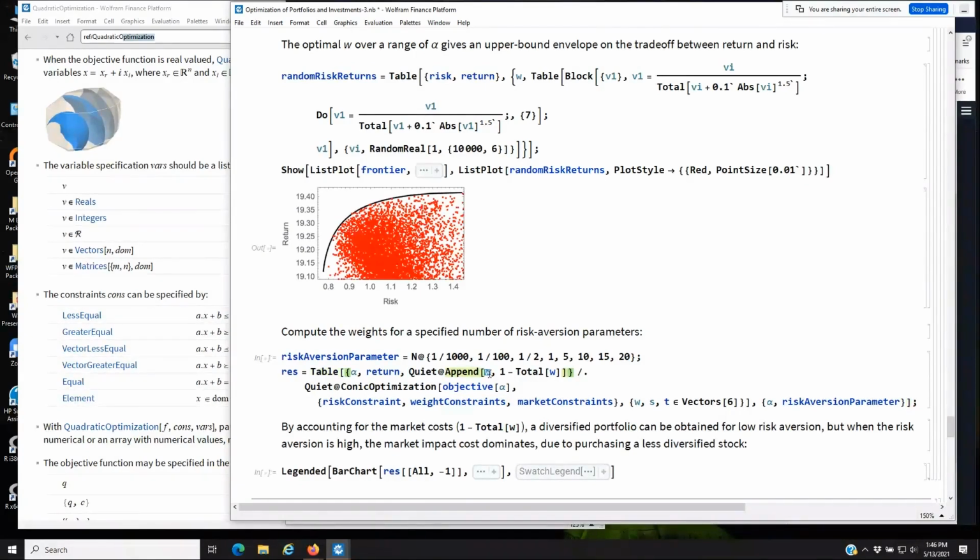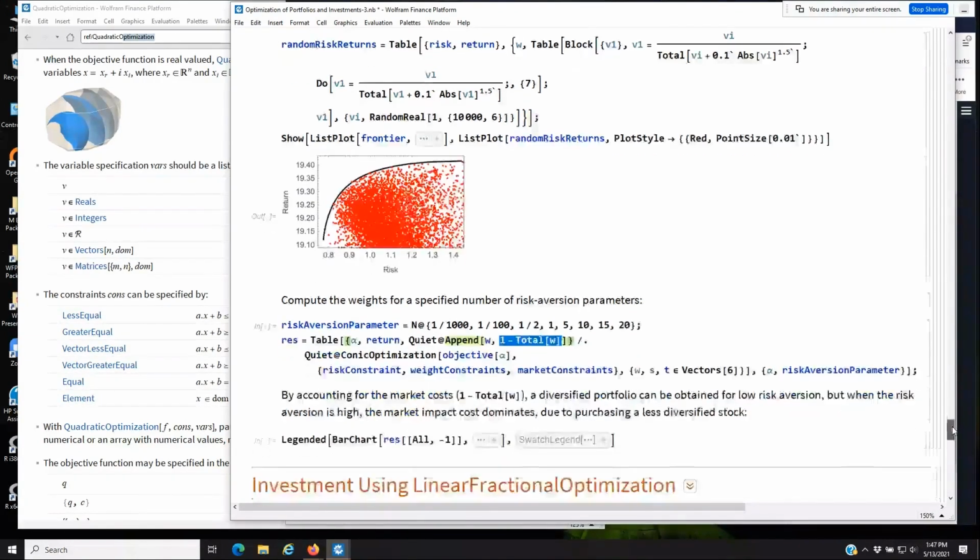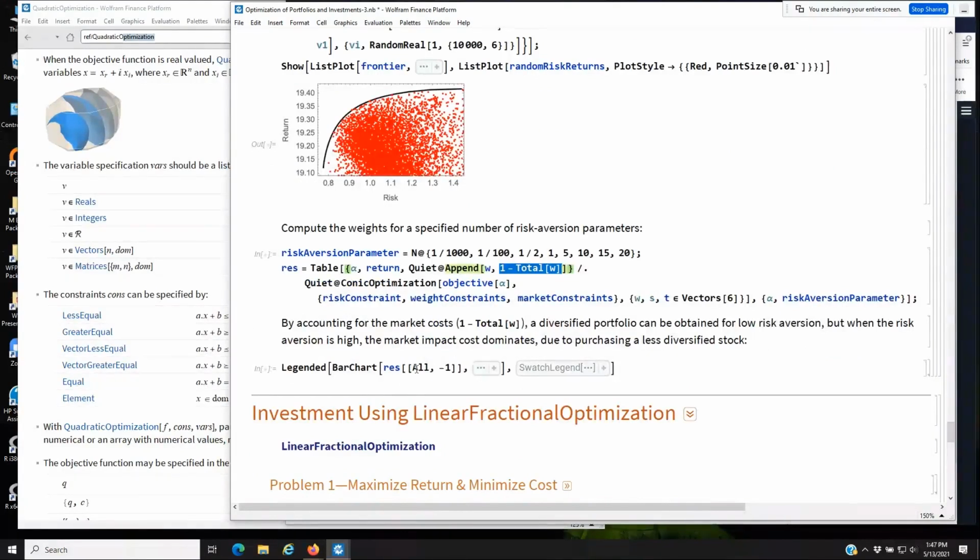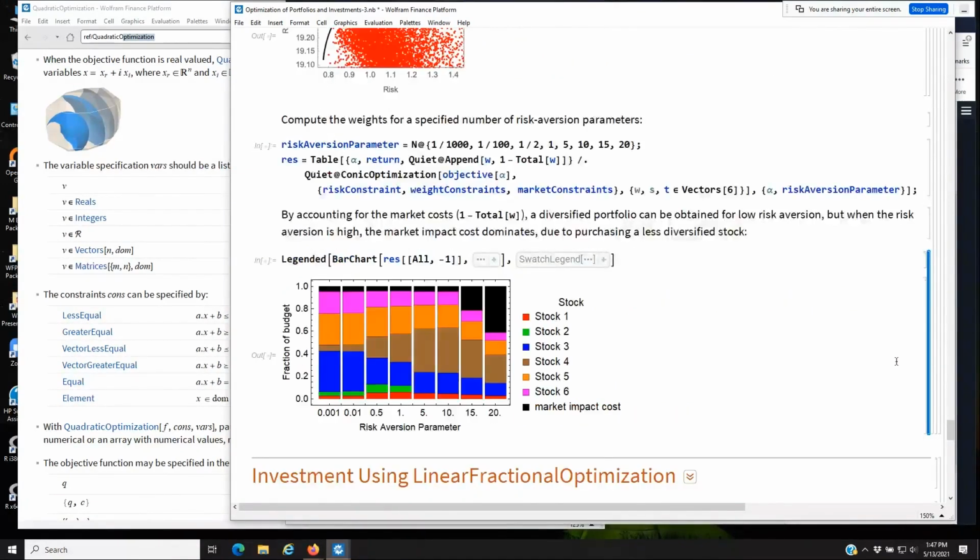So what I want here is not only the weight vector, but what it doesn't cover. And so this will create a new 7-dimensional vector as the last element. Now when I look at this, there are going to be 7 values: 6 for the portfolios, and then the market costs as a result of buying and selling in a large way. So this now has quite a different result altogether.